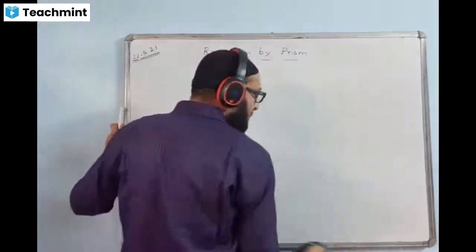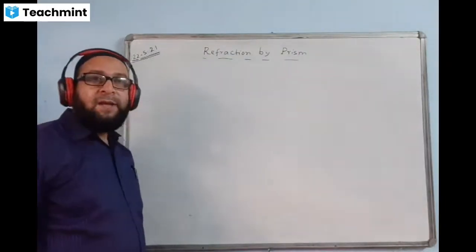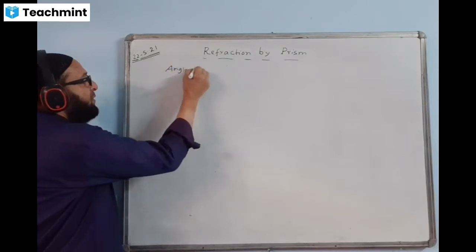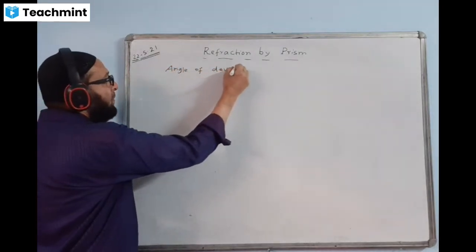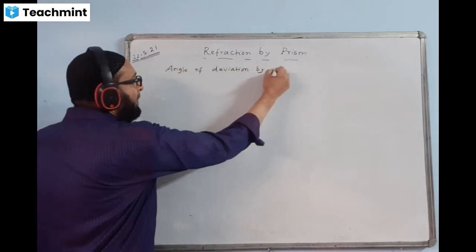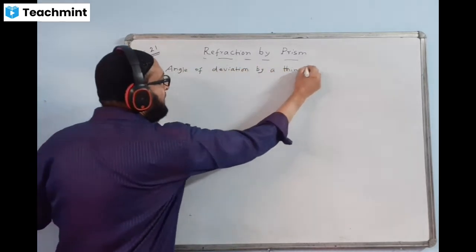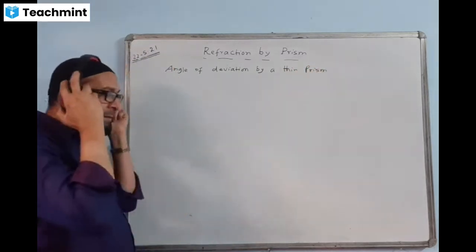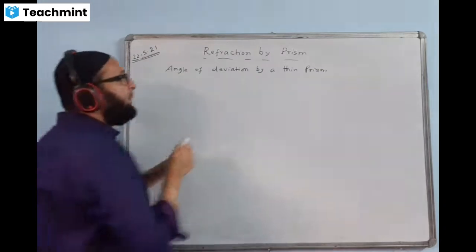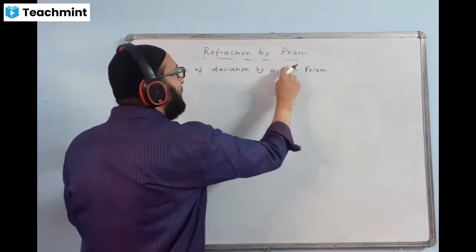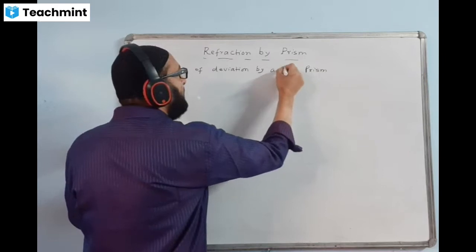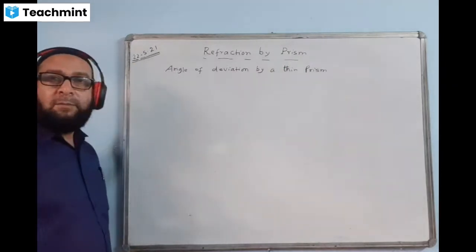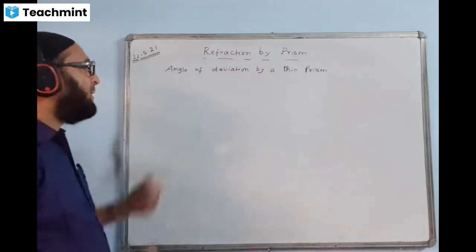So now give the next heading: angle of deviation by a thin prism. Next heading is angle of deviation by a thin prism. Okay, so we can draw the diagram.